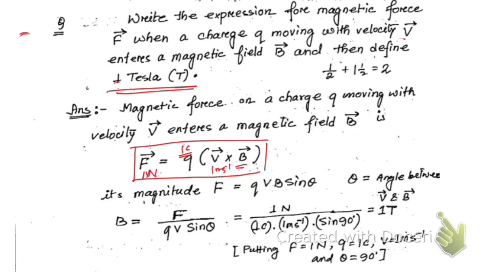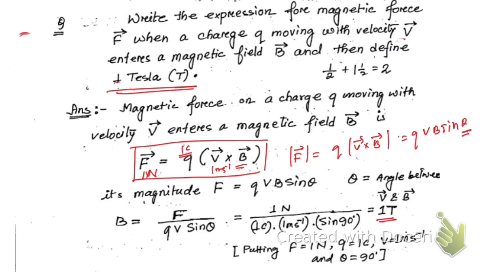Tesla. If you take the magnitude of this vector, it must be q times the magnitude of v cross B, and the magnitude of v cross B is vB sine theta. So one more condition: this theta must be 90 degrees, then you will get 1 Tesla.